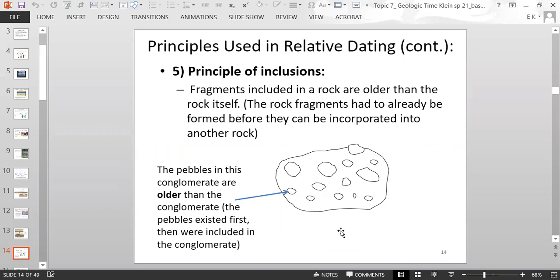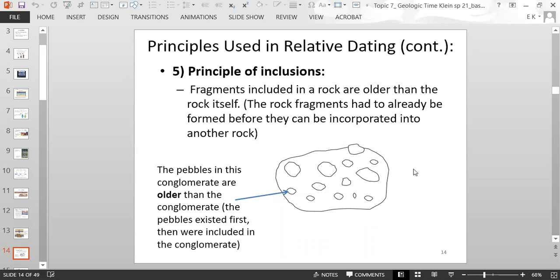Then we have the principle of inclusions. Fragments included in a rock are older than the rock itself. The rock fragments had to be formed before they could be incorporated into another rock. So here is a sketch of a conglomerate. The pebbles in the conglomerate are older than the conglomerate rock itself.